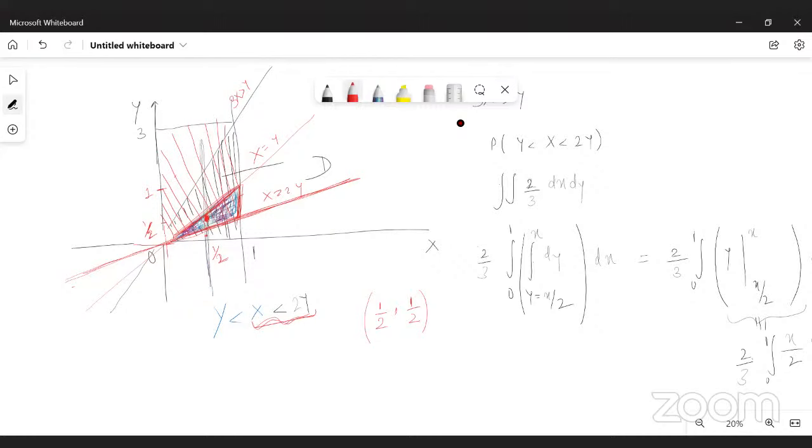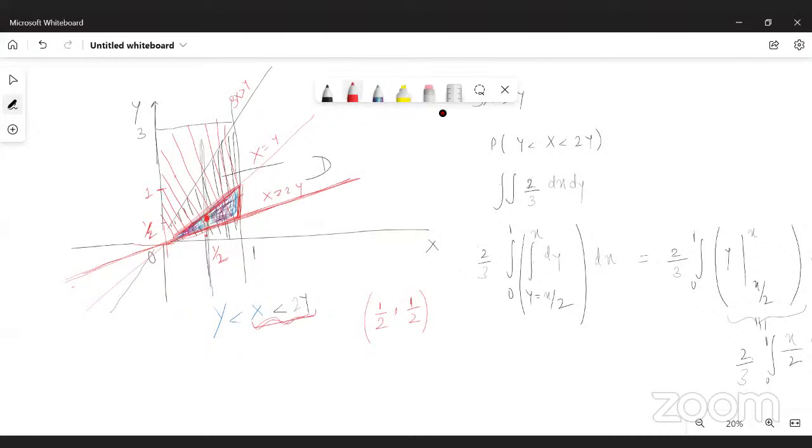No, PDF is uniform. It is given that it is uniform. But the answer is only the area of that shaded triangle. Yes, right. Area of the shaded triangle is easy to find out. No, this is not the question that he was asking. I mean, that probability calculation is clear.